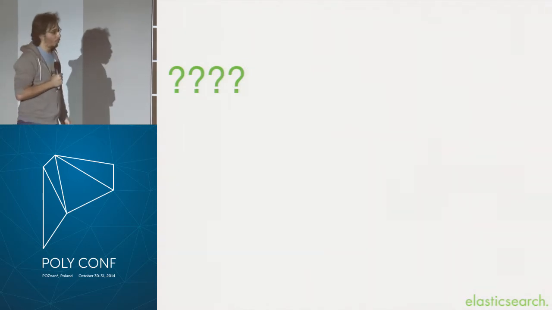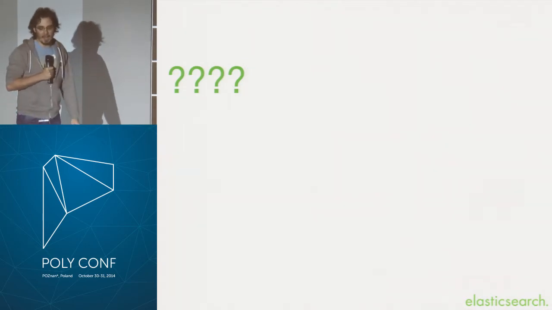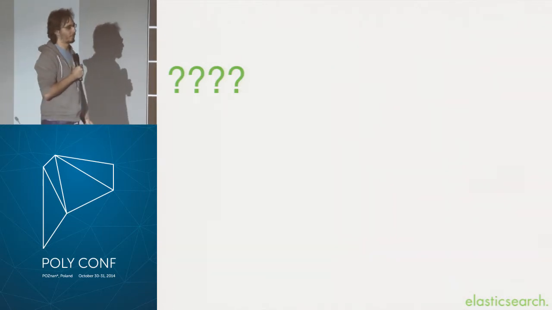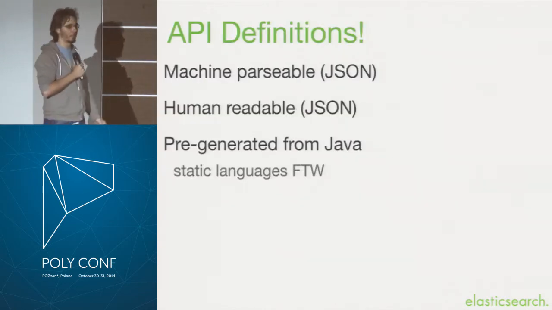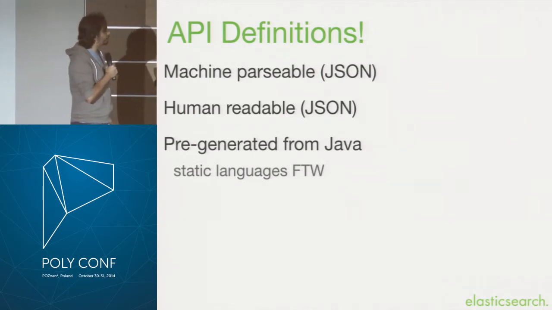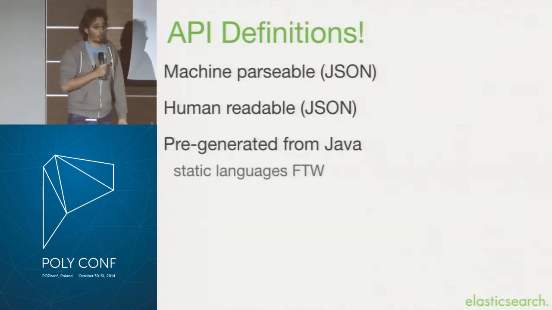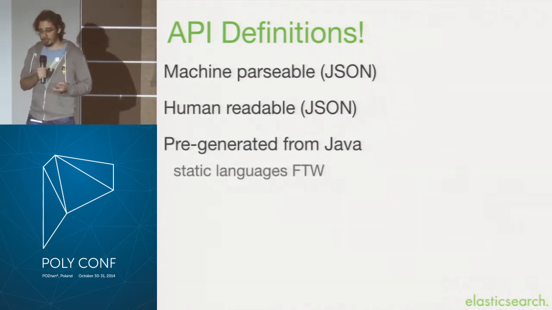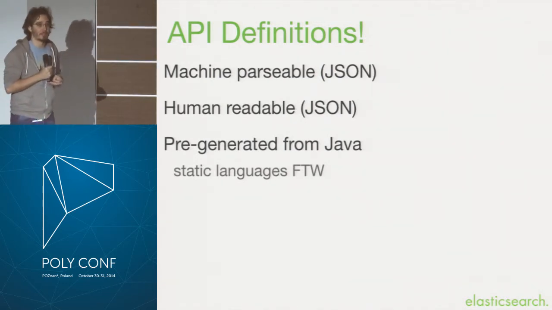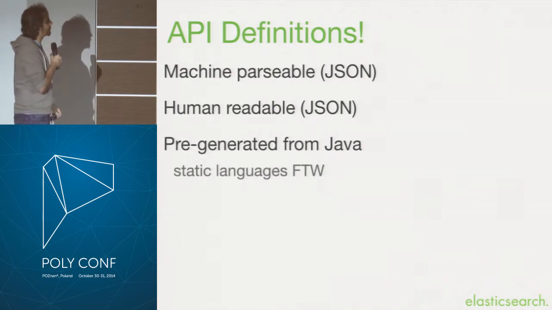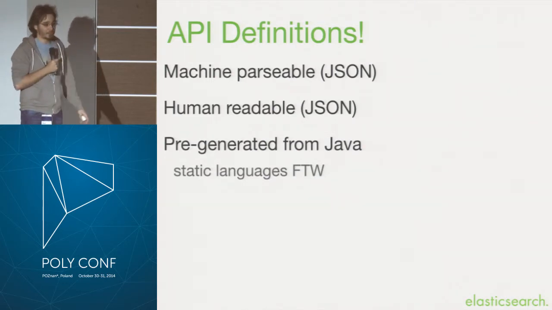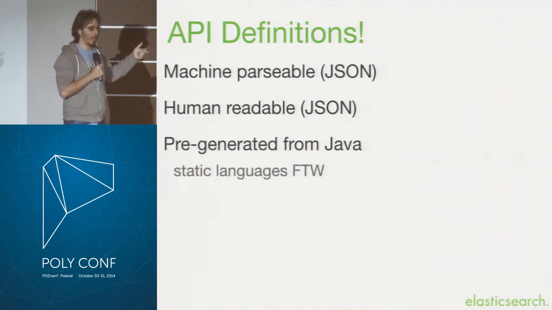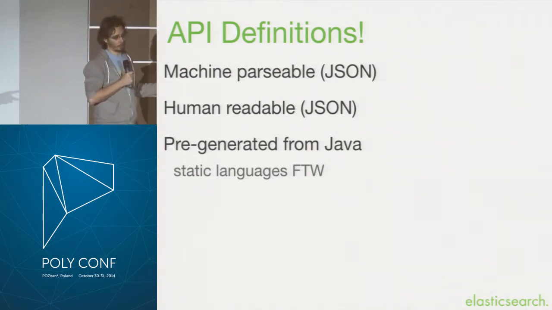So what else is there? What other options do we have? Well, we are engineers after all. If we don't find a solution, we over-engineer one. So we created our own API definitions. We use JSON for it because JSON is awesome and everything in Elasticsearch is JSON. And JSON also has the nice property that it's both machine readable and human readable.